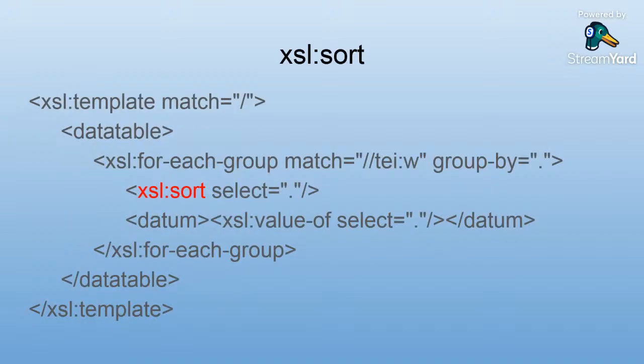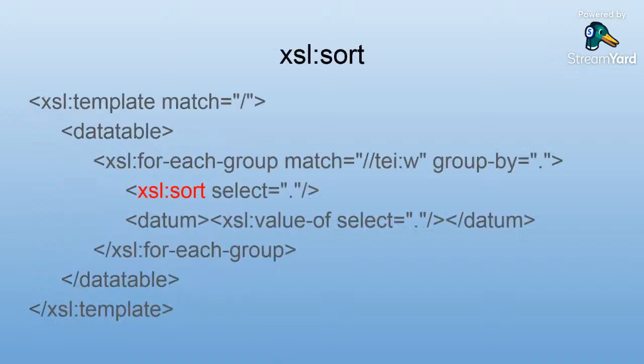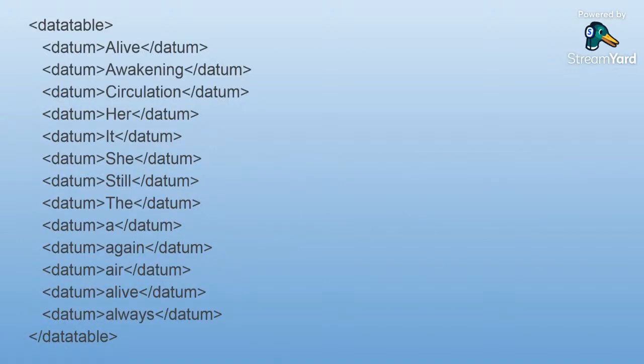The other thing we can then do within this for-each-group is we can sort these words. So let's use this xsl:sort element, and instead of seeing the words in the order in which they appear in the document, as here, we're seeing the words, and this again is just the first dozen or so instances in this document. You're seeing them in alphabetical order.